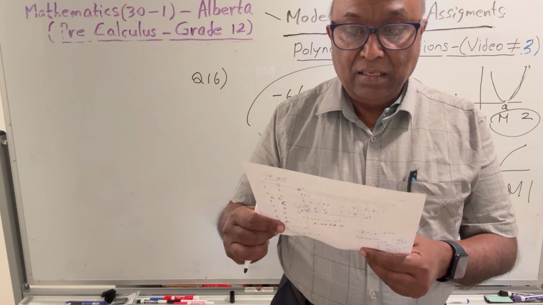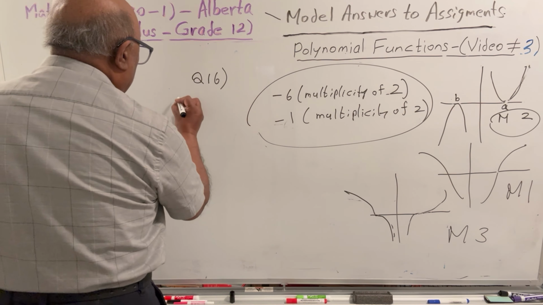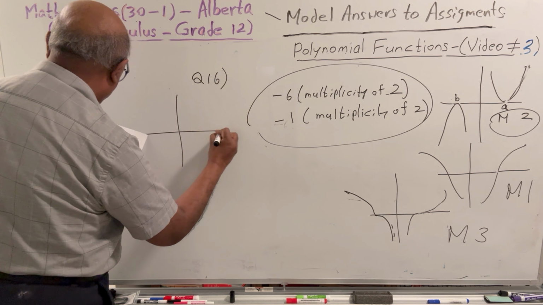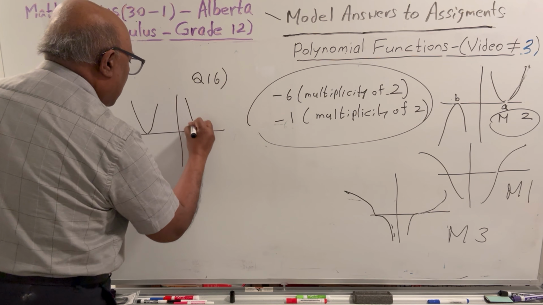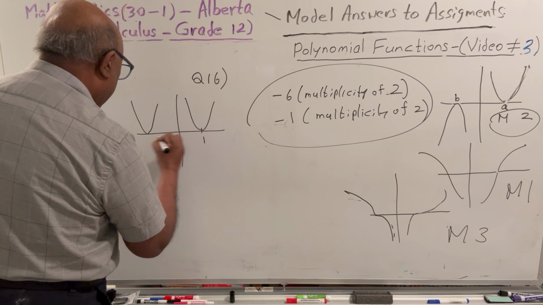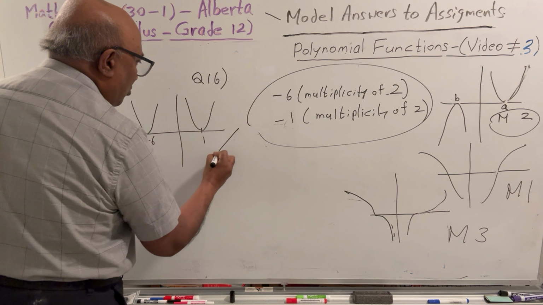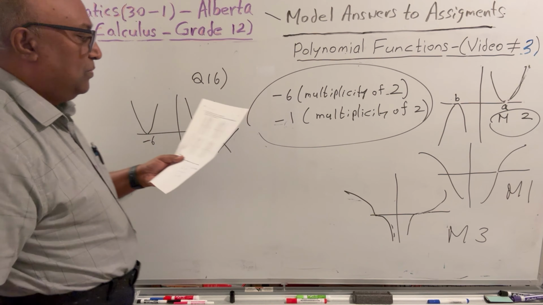-6 and 2. In graph A, it is like this. There are 2 zero points on graph A. These zero values are 1 and -6. That means this is out. These zero values are not -6 and -1.